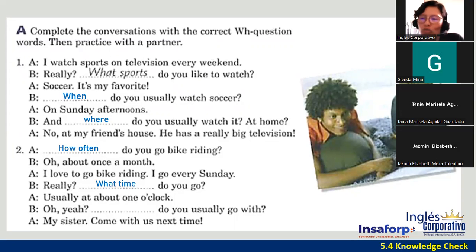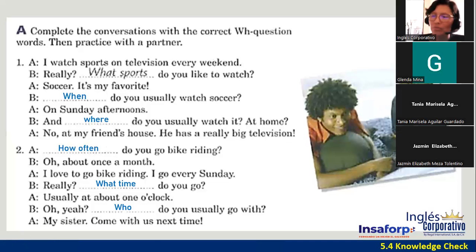¿Cuál ocupamos para personas? Solo para personas, exclusivamente para un subject. Who. Who, muy bien, ¿verdad? Who do you usually go with, right? Ah, my sister. Come with us next time, okay?